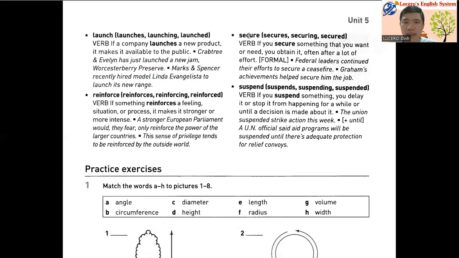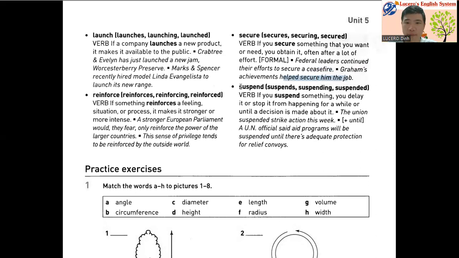Number five, secure. Secure is a verb. If you secure something that you want or need, you obtain it, often after a lot of effort. For example, federal leaders continue their efforts to secure a ceasefire. Second example, Graham's achievement helps secure him the job.